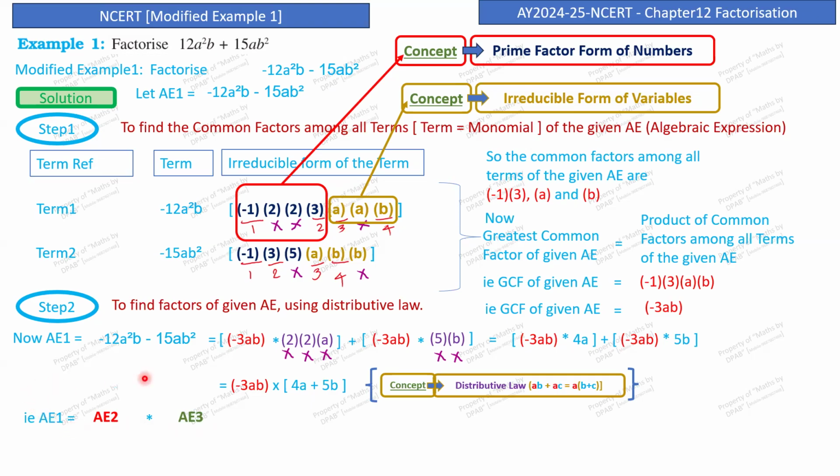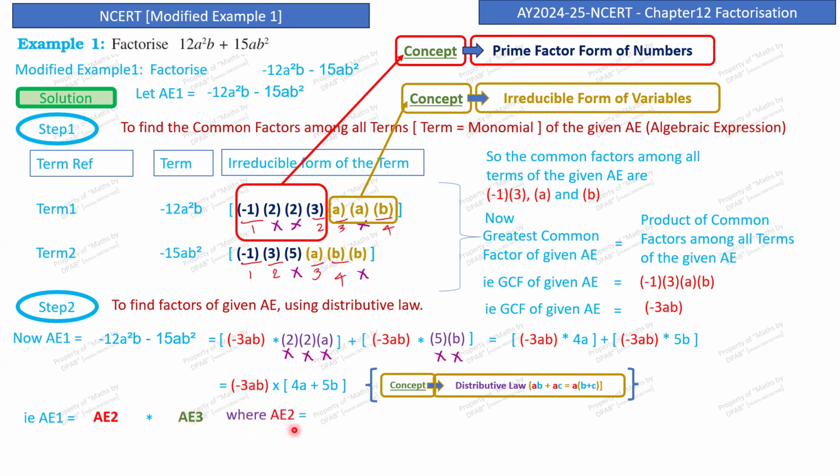Factorization means this. When we say factorize AE1, we need to find the other algebraic expressions. Here we have only two algebraic expressions. When we multiply them, we get the original algebraic expression. Like, let us assume this is 4. 4 equals 2 into 2. So 2 and 2 are the irreducible form or prime factor form of the number 4. In the same way, this is the irreducible form, the greatest common factor, into the other algebraic expression.